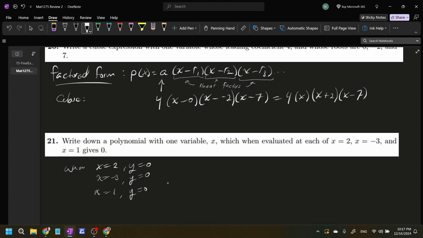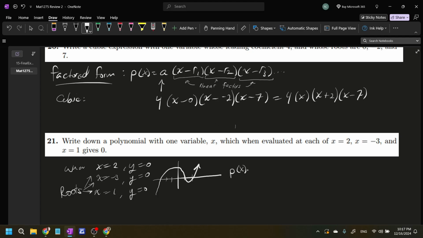Okay, I'm going to go ahead and just sketch this out so you can kind of understand what they're saying. They're saying that when x is 2, y is 0. When x is -3, y is 0. And when x is 1, y is 0. So you have a polynomial that passes through those 3 points. These are our roots. Okay, they didn't say it explicitly, but that's what it means. Okay, so this is the same question as before.